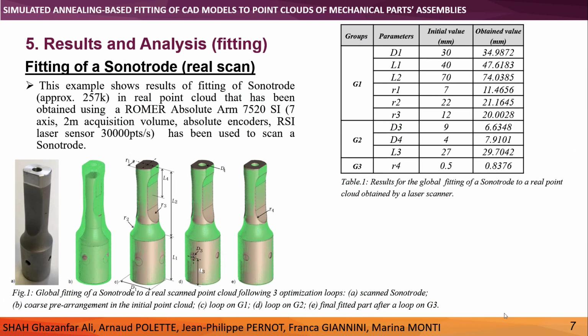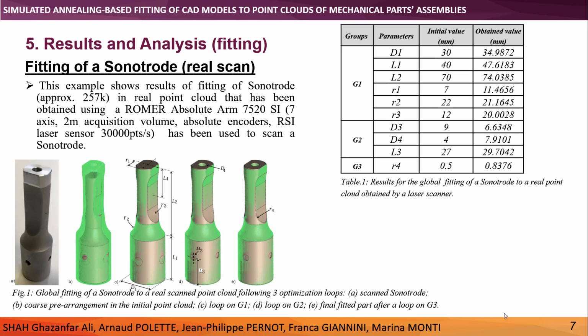And now moving to the result section. The first example is for the fitting of Sonot hard with the real scan. The point cloud is obtained with the help of a laser scanner, that is Romer Absolute Arm 7520. The number of points in this obtained point cloud is about 257K.